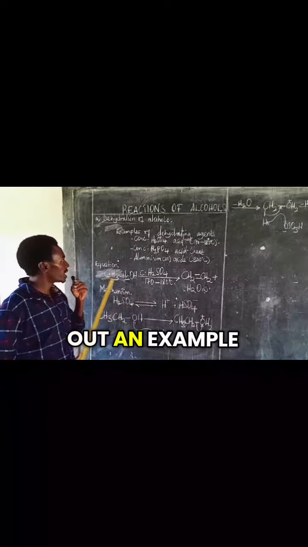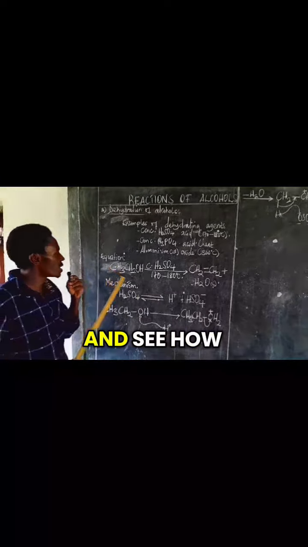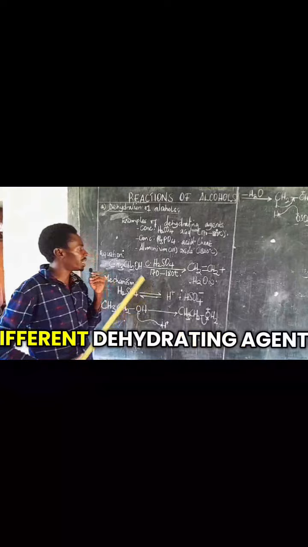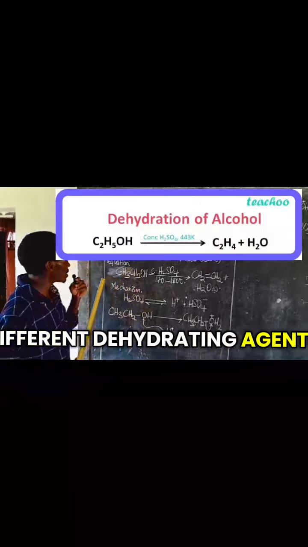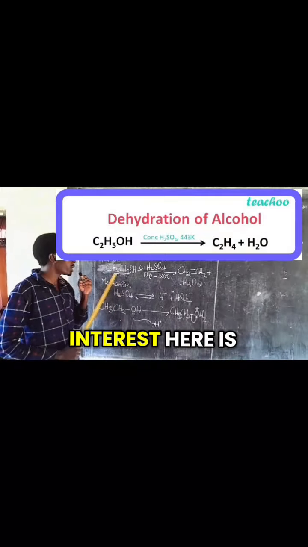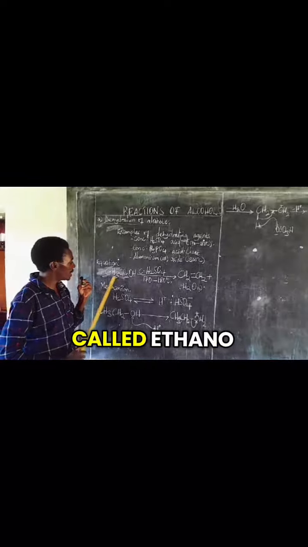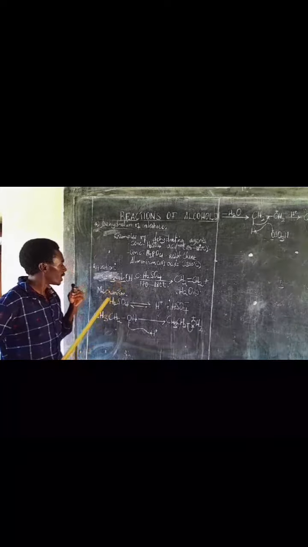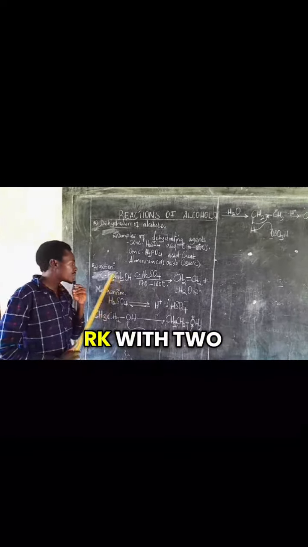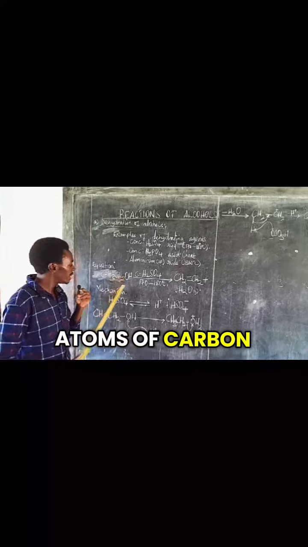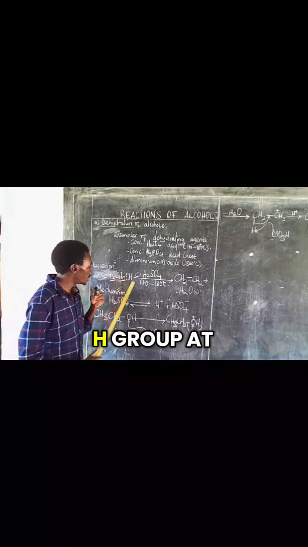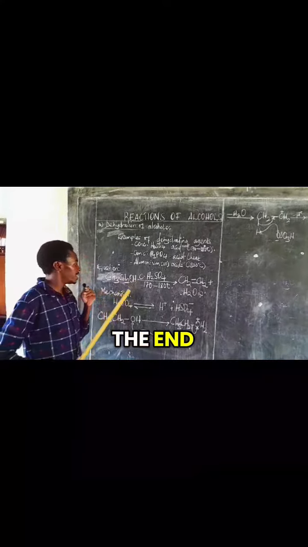If we pick out an example of an alcohol and see how it reacts with different dehydrating agents, the alcohol of interest here is called ethanol. Ethanol is an alcohol with 2 atoms of carbon, with an OH group at the end.